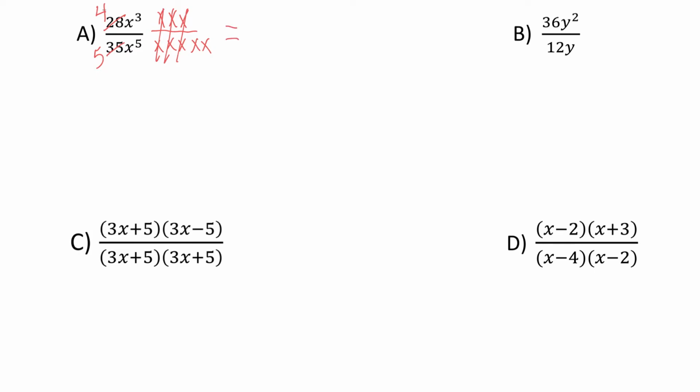And so you're going to have a 4 on top in the numerator, a 5 in the denominator, and you'll also have x squared left over, in the denominator. Okay, so this would be simplified. Let's look at part B. 36y squared divided by 12y. Well, 12 can go into 36 3 times, and 1y can cancel with 1y here, and so you would end up with just 3y.